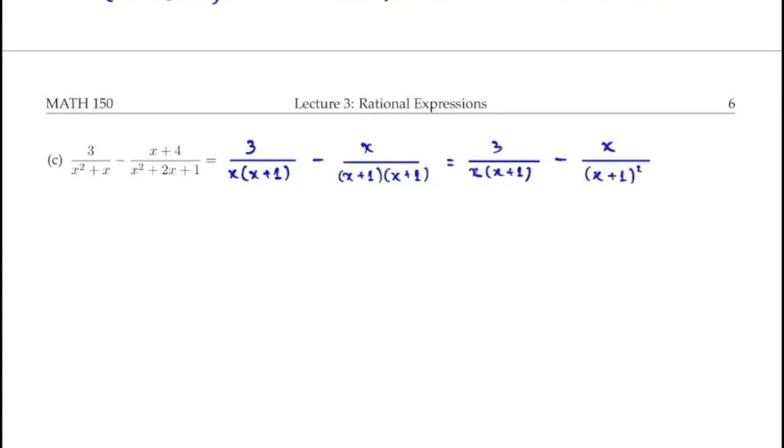Okay. Yes. Where's the plus 4 go? Oh, sorry. Yes, plus 4 here, plus 4 here. Thank you. All right, so the LCD.